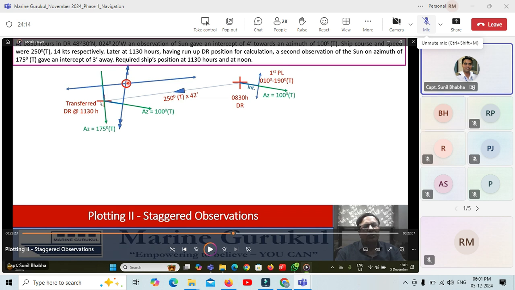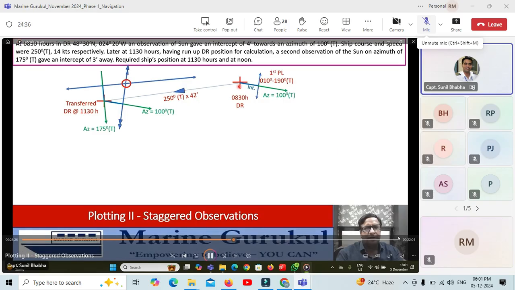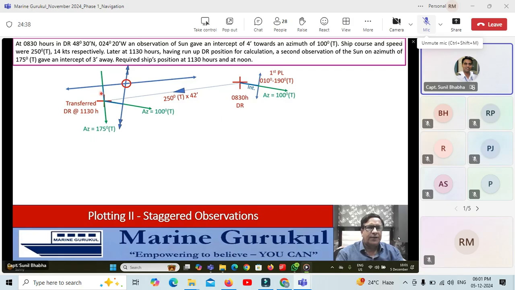We will calculate the 11:30 DR and then we are going to plot both the PLs. And now this fix, what we got here, is the 11:30 fix, correct, sir? Yes, that's the 11:30 fix, beta. That means in this case, mathematically, what should we be interested in? We should be interested in finding the latitude and longitude of the 11:30 DR.